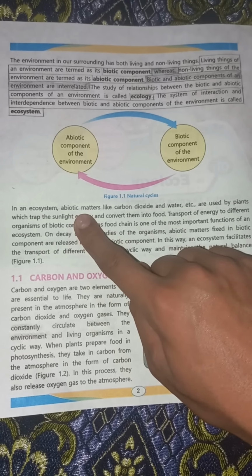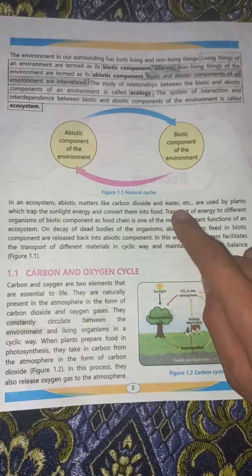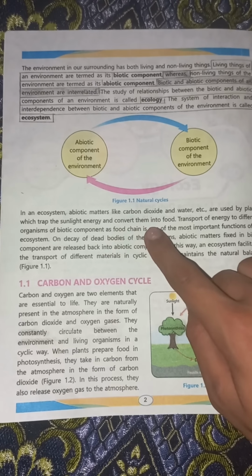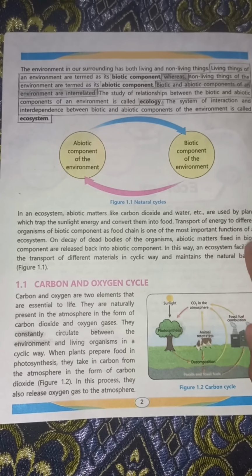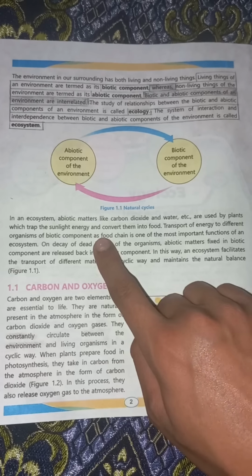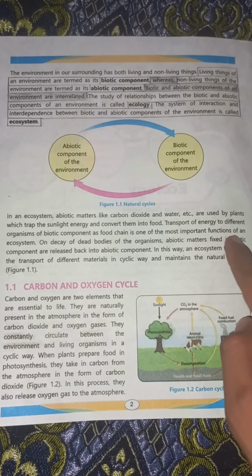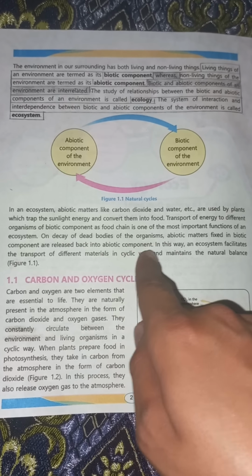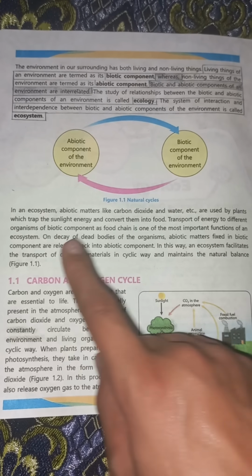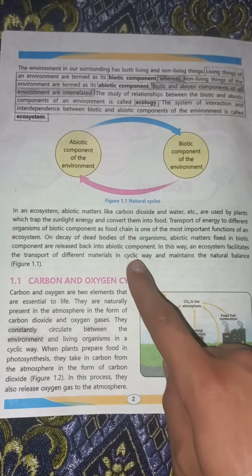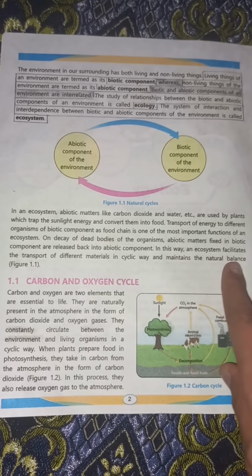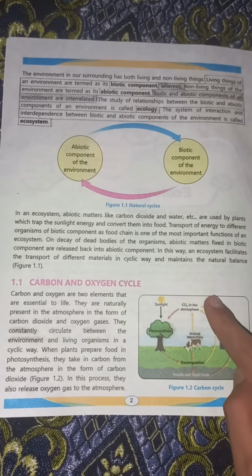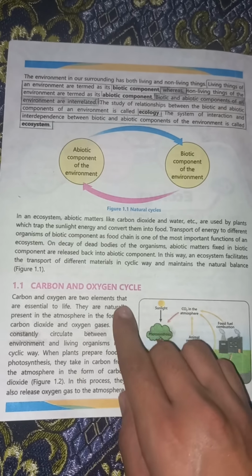In an ecosystem, abiotic matters like carbon dioxide and water, etc., are used by plants, which trap the sunlight energy and convert them into food. Transfer of energy to different organisms or biotic components as a food chain is one of the most important functions of an ecosystem. On decay of dead bodies of the organisms, abiotic matter fixed in the biotic component is released back into the abiotic component. In this way, an ecosystem facilitates the transport of different materials in a cyclic way and maintains the natural balance.